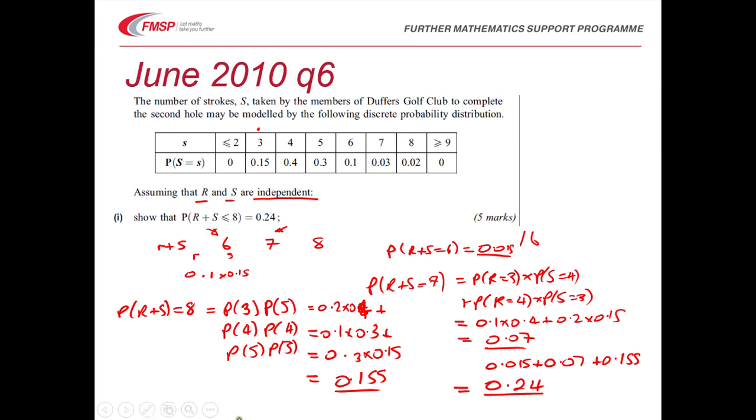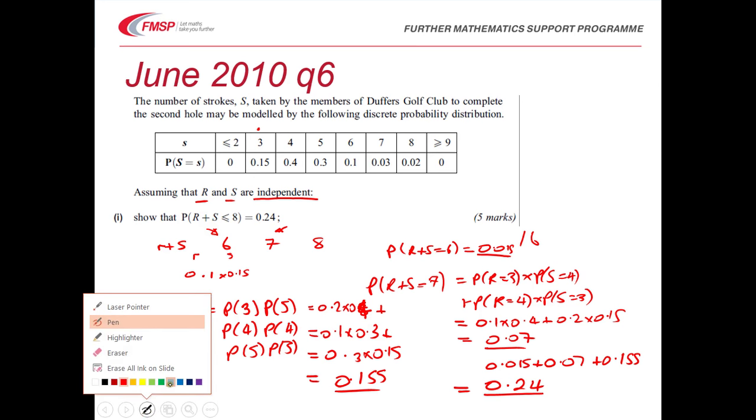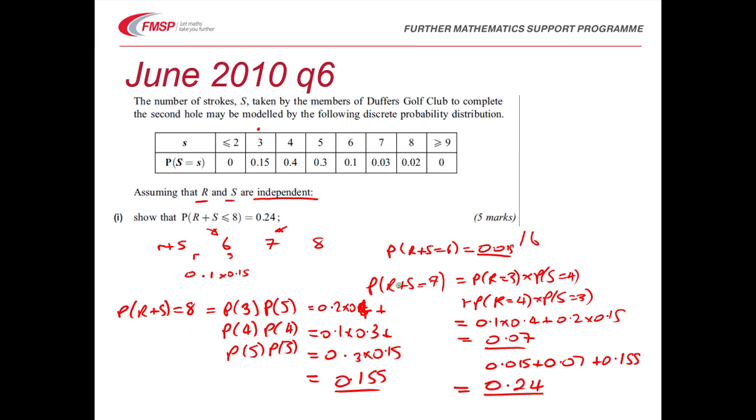Okay, so let me change colour so I can show you the mark allocation. So you're going to get the following. You're going to get a B mark for working out this probability, another B mark for working out this probability, and a third B mark for working out this probability. You then get a method mark for showing me that you've added them together, and an A1 mark for doing that. So if you don't add them together or write down that you've added them together, you're not going to get that method mark, so you're only going to get 3 out of the 5. So be very, very careful with how you present your work.